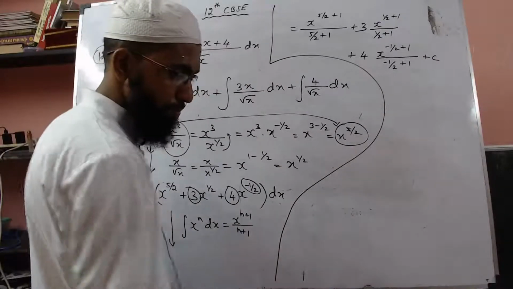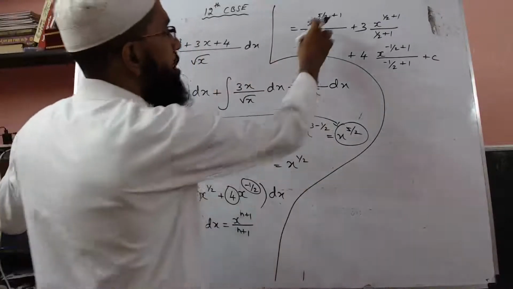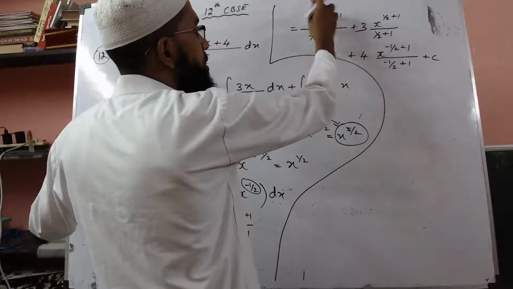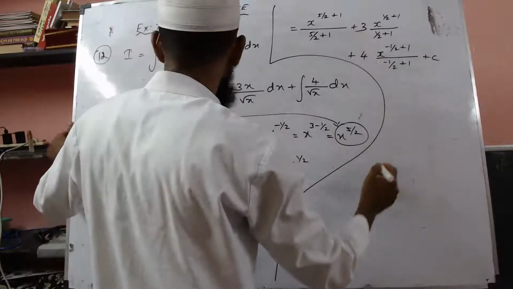Right. Now what is 5 by 2 plus 1? 2 plus 5, 7 by 2. So let me rub this side.